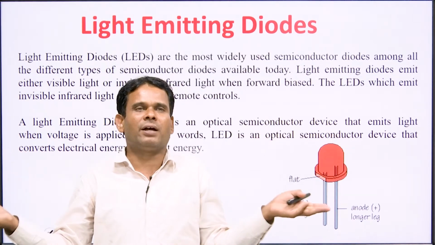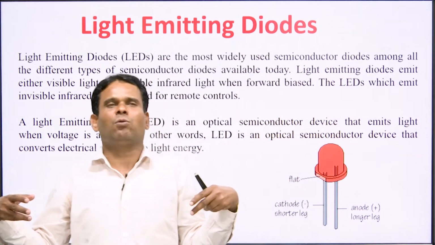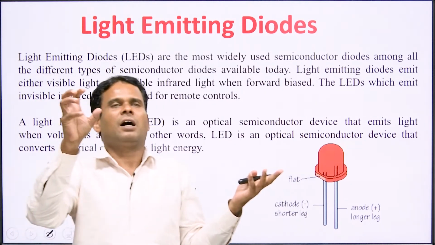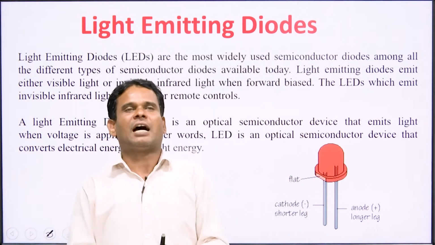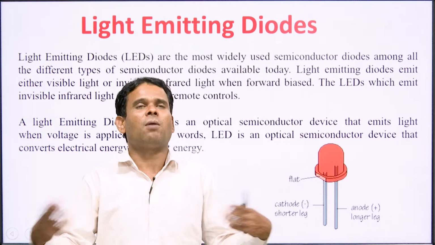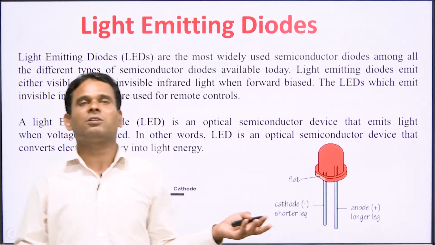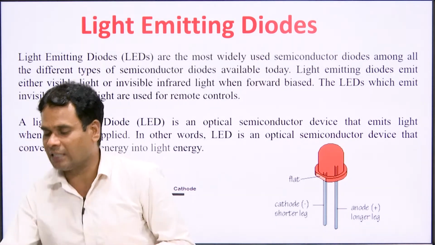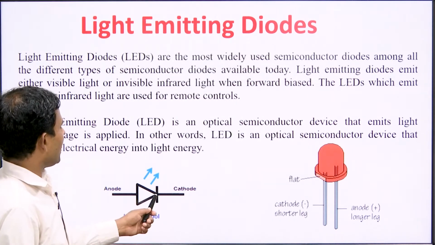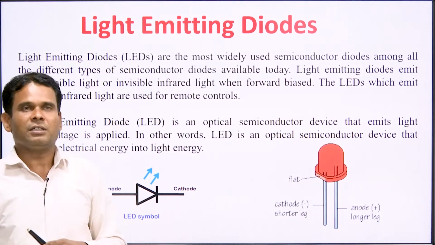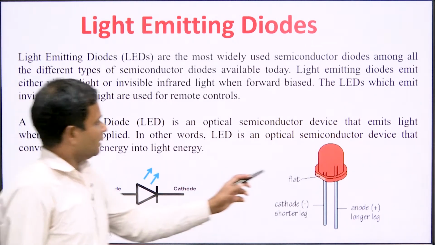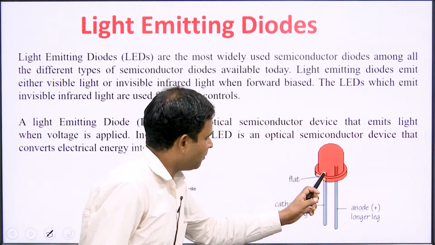And if the frequency changes, or the terminal voltage changes, or the material used to form the diode changes, the color will also change. This is the symbol of the light emitting diode, and this is the physically available diode.